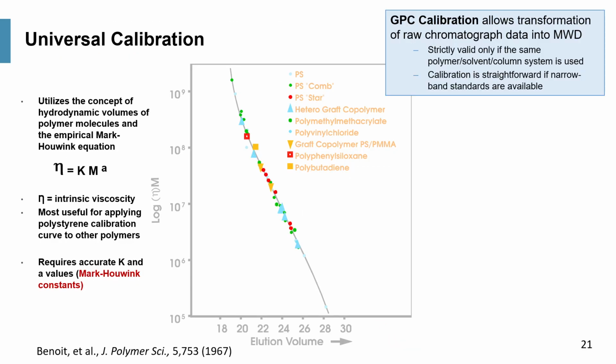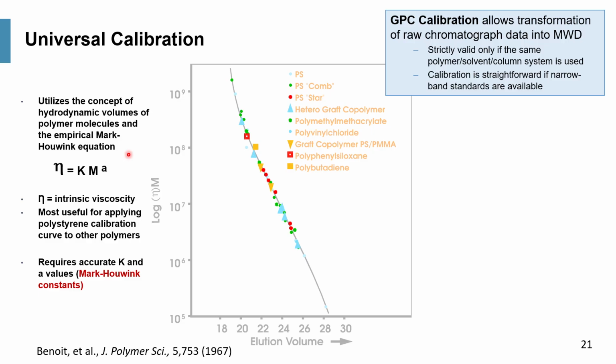We mentioned that for GPC calibration, it is important to use the right set of calibration standards. Unfortunately, with the exception of polystyrene, some of these sets are not readily available. In those cases, one has to use a calibration technique called the universal calibration, shown in this particular reference over here. So attendees, refer to this reference for details on how to carry out the universal calibration.